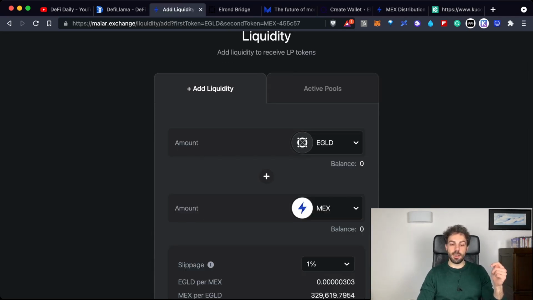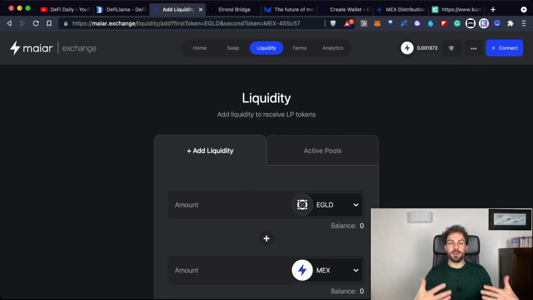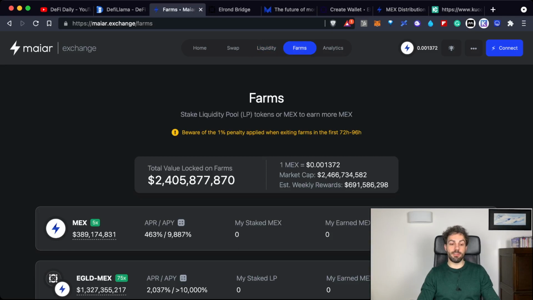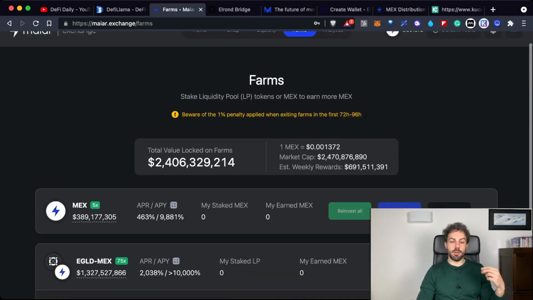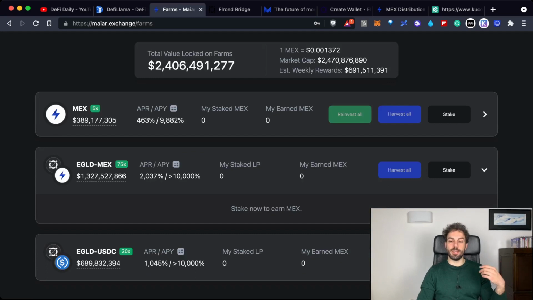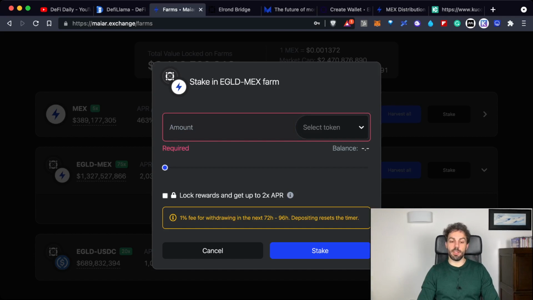Just select add liquidity, select the amount, confirm the transaction, and you are done. Remember that you will have to sign each transaction with your wallet. Once you have completed this step, you will receive some LP tokens representing the liquidity you have just added to the platform. Then you can go back to the farming feature, select the pool that you are interested in, press stake, and here you just have to select the amount. In this case, you can obviously add the whole amount that you have in your wallet.